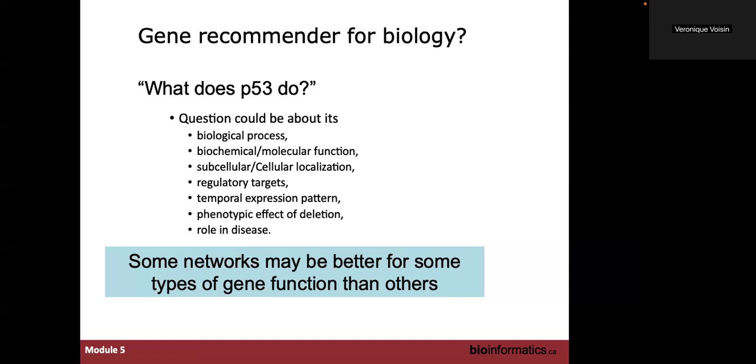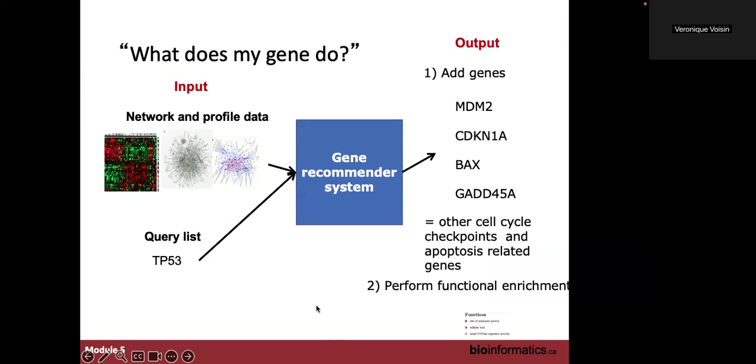So how does it work in biology? A gene recommender for biology could be, for example, to find genes related to P53. But that question could be about its biological process, its biochemical molecular function, its cellular localization, its role in disease. So some networks may be better than others for some types of gene function. When we query just one gene, there is no context. This query will use all the networks equally and add related genes to our query.